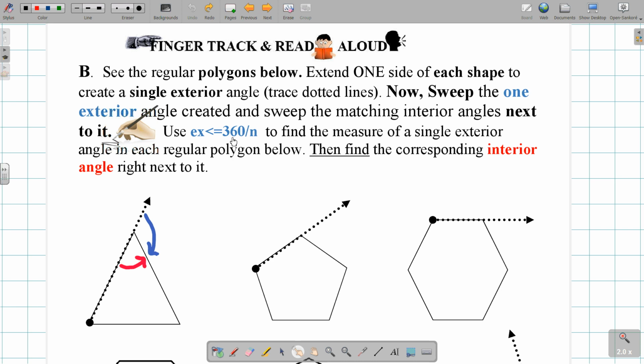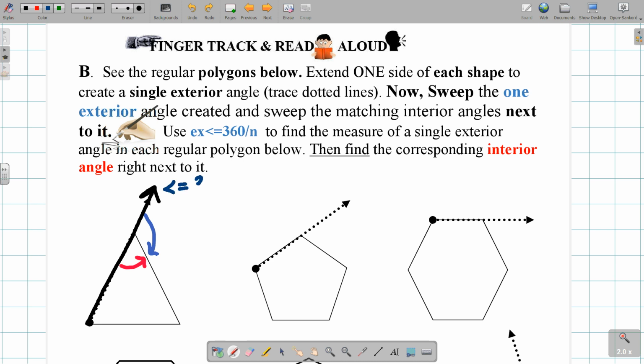Using exterior angle equals 360 over n, find the measure of a single exterior angle from each of the regular polygons below. Then find the corresponding interior angle next to it. So, example, I'm going to draw an exterior angle by sweeping that. For this triangle, you already know what those angles are, but we're going to add them anyways.